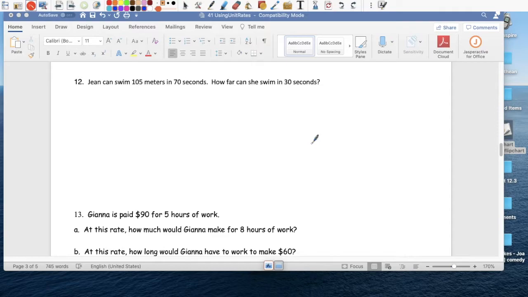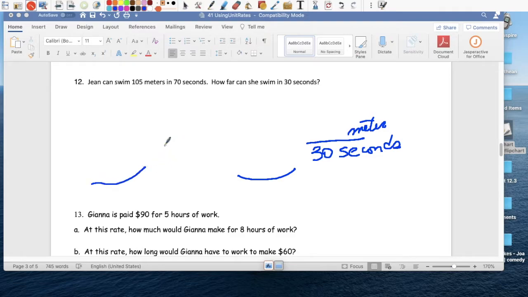So I'm going to, over here, already set it up. So 30 seconds, ¿cuál es la distancia que puede ella ir? And we're going to write meters, right? So we're missing this. And here, in the middle, we're going to put a unit rate, right? So it's going to be a unit rate.